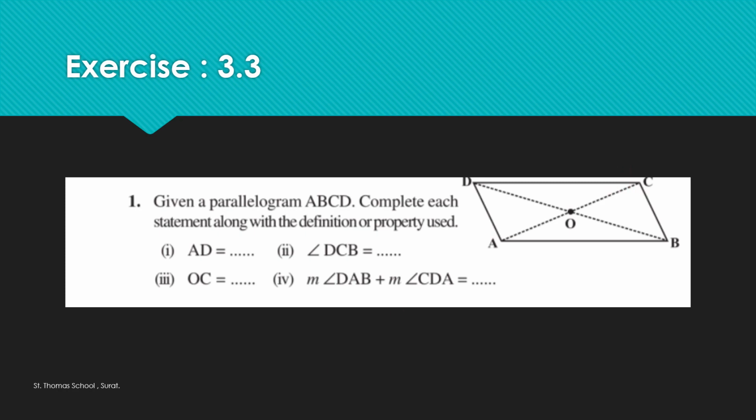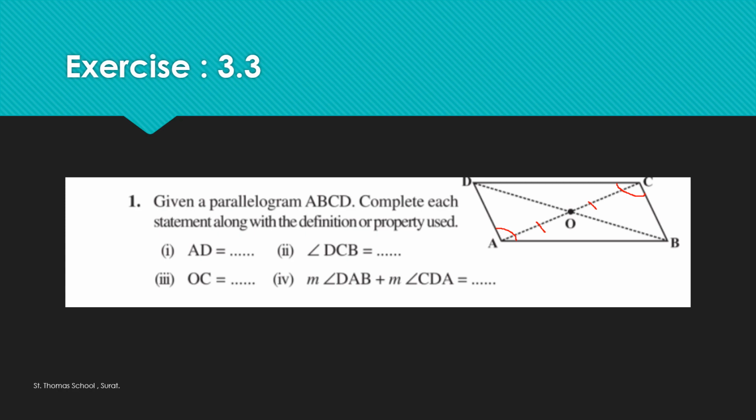Here angle DCB means this angle. Angle DCB same as, you can say that angle DAB. So these two are opposite angles of a parallelogram. Like this you have to write properties and what are the angles or what are the sides are equal. It's clear? Now OC is equal to dash. OC and OA are equal. That is the last property. Diagonals bisect each other. So OC this side and here this OA. So both sides are equal.